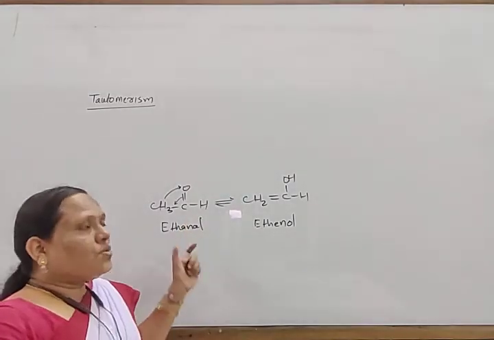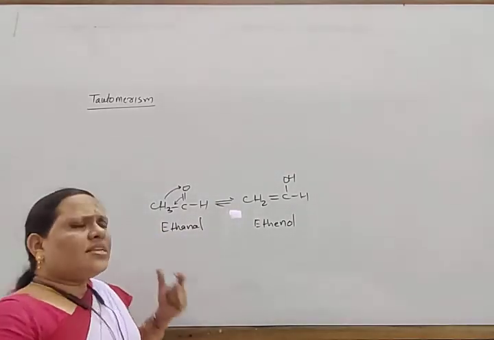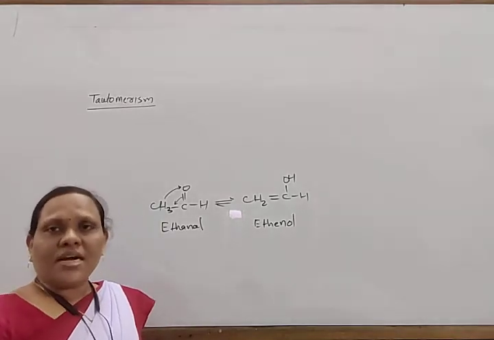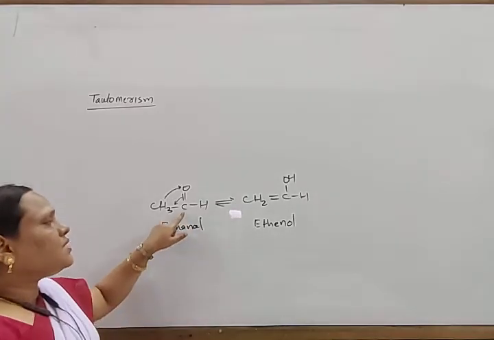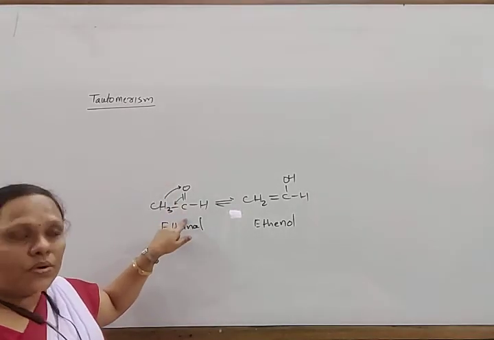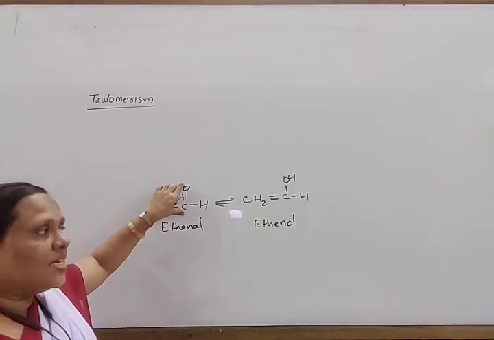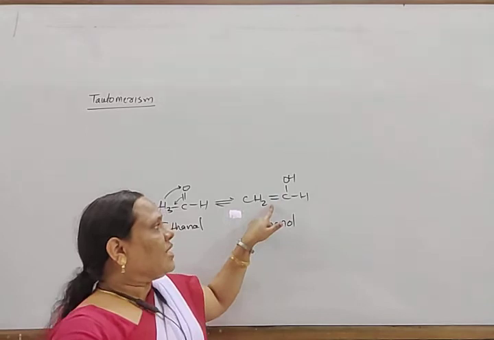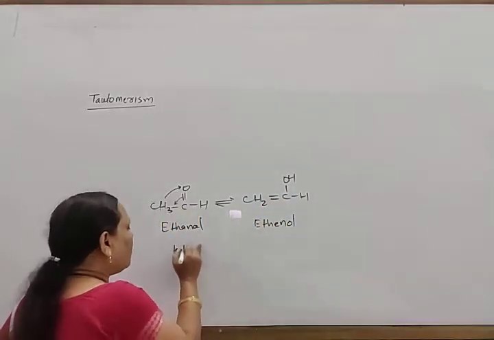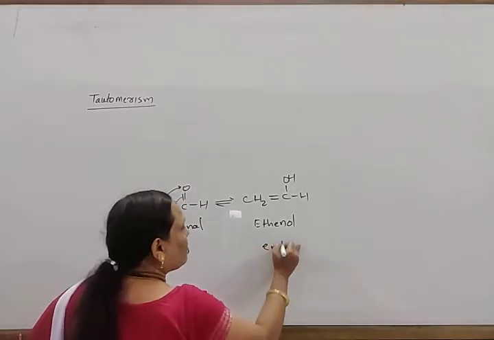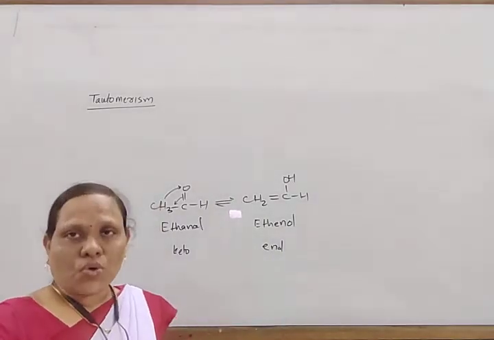So these are said to be tautomers of each other, and they exist in dynamic equilibrium. There are different types of tautomers, but the more common is keto-enol tautomerism. This is the keto form because it contains C=O. Although this is an aldehyde, it is known as the keto form because the carbonyl group is there. And this is the enol form, with the double bond, ene and ol. One is keto and another is enol. This is known as keto-enol tautomerism.